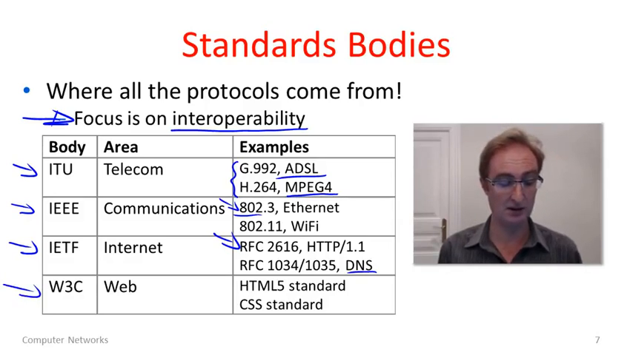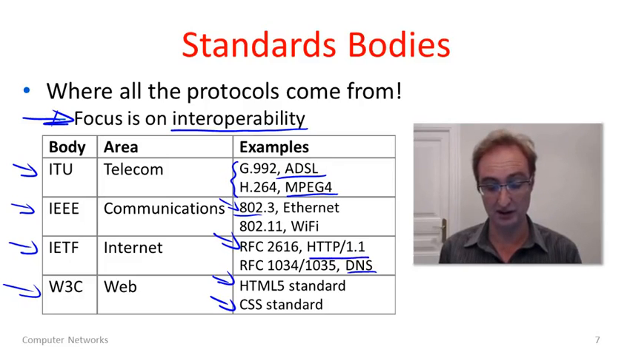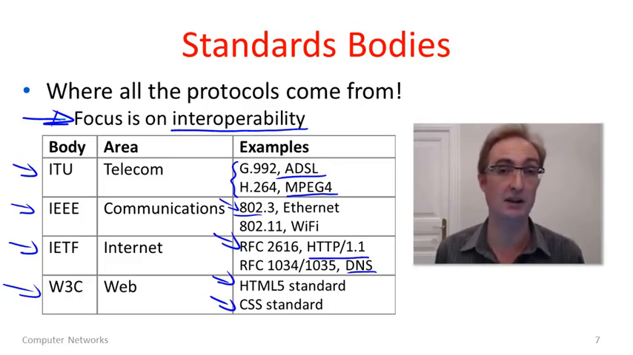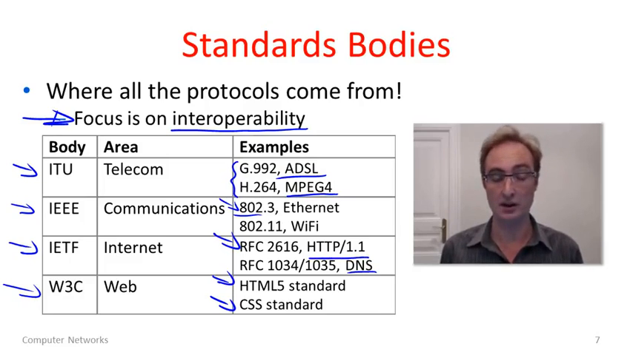And finally, I'll mention the W3C, the World Wide Web Consortium. That produces web standards, not surprisingly. So things like the HTML5 standard and the CSS standard. This is about the content over the web. Actually, the protocol that's used across the internet, HTTP, is specified as part of an RFC. Okay, so now you know a lot about standards.